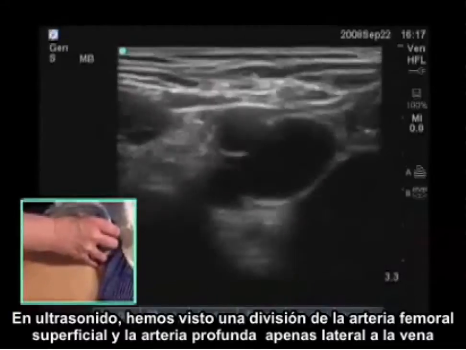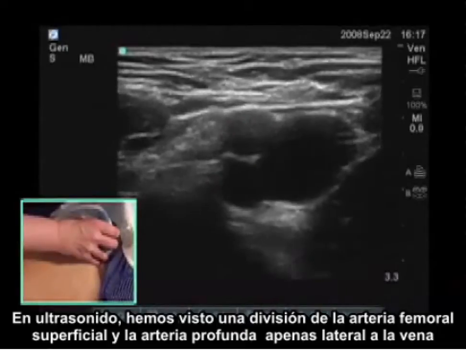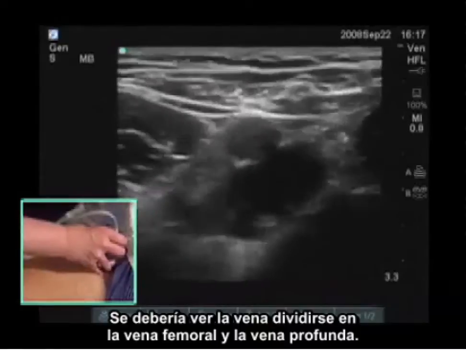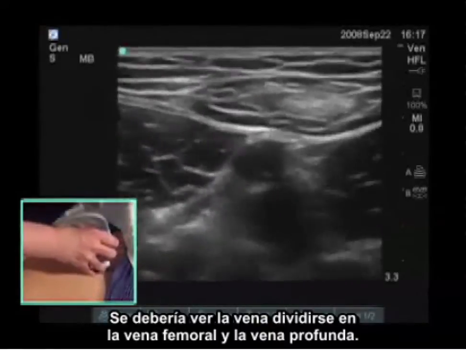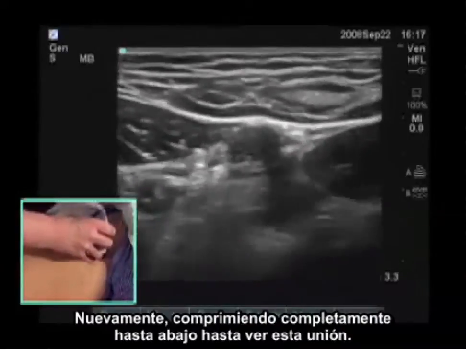On the ultrasound, we've seen the division to superficial femoral artery and profunda artery, just lateral to the vein. And then we should see the vein divide to femoral vein and profunda vein. Again, compressing all the way down until you see this junction.